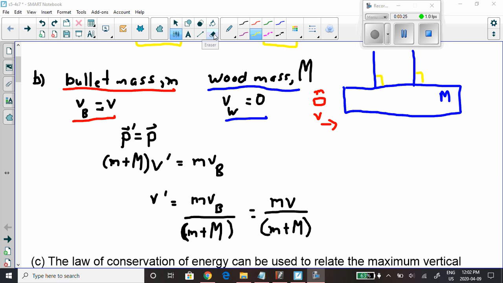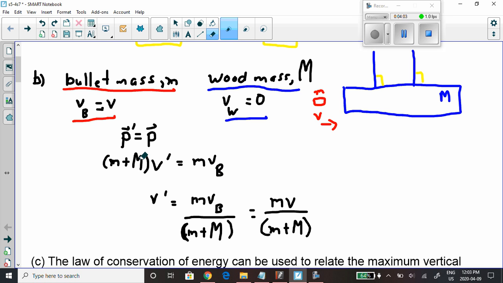So the momentum after the collision is the speed with which this new bullet-wood system moves, times the mass of the wood and the bullet together. So the mass of the wood and the bullet together, times the speed with which both of them move together as a system, which we're going to call V prime, has to equal the momentum before the collision. Well, the momentum before the collision was simply the bullet's momentum. So we have the mass of the bullet multiplied by the speed of the bullet before the collision, vB.